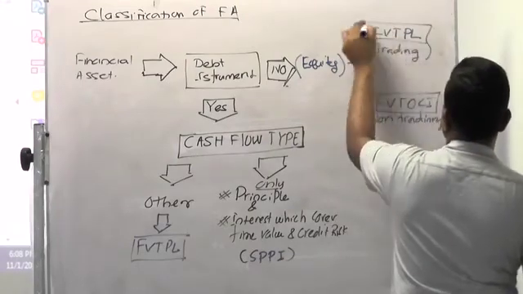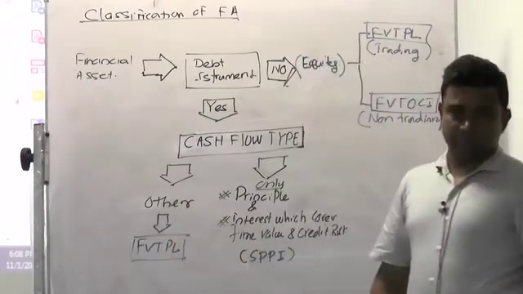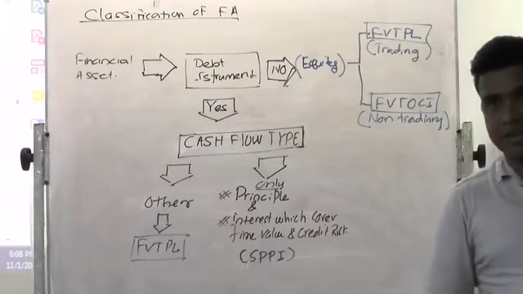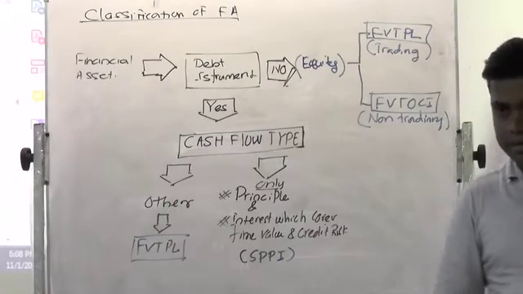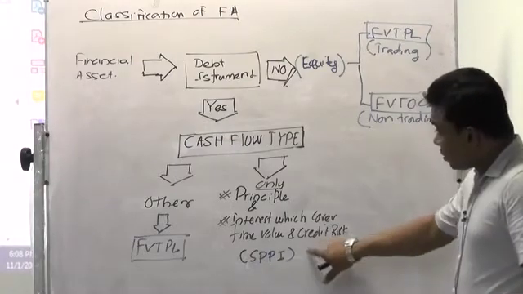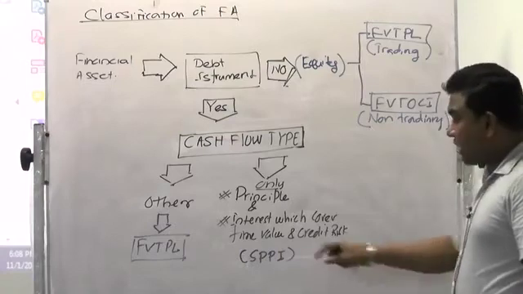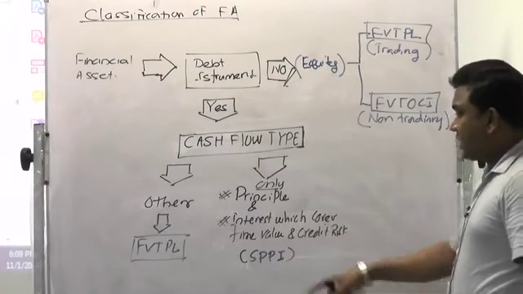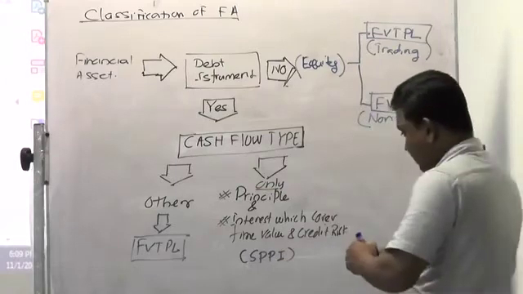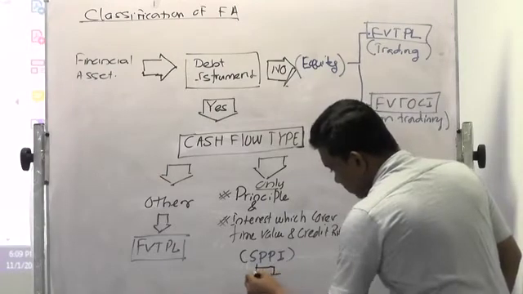If you are not expecting only principal and interest, that instrument will not be measured at fair value through P&L. But if you expect not only principal and interest, you cannot say you will measure it by this method. You have another technique to check, another model to check.